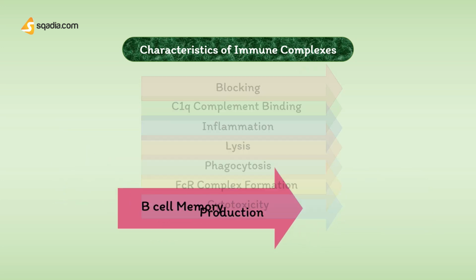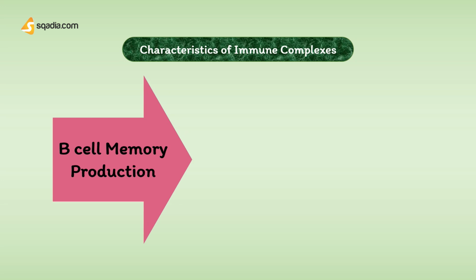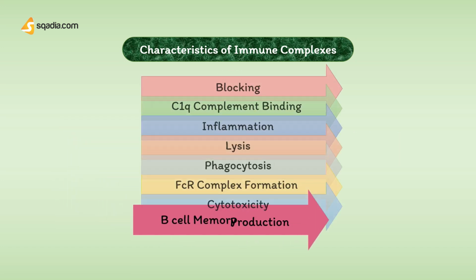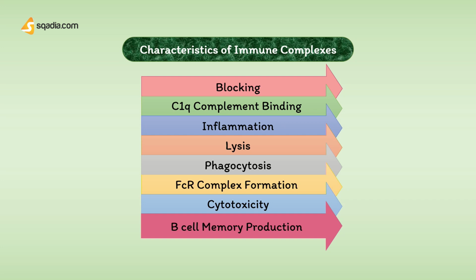And the last one is B-cell memory production, in which complement receptors on the follicular dendritic cells help them to retain immune complexes and present the antigen to B cells in a way that, by selecting for mutants with high binding affinity, encourages the increase or maturation of the affinity of the antibody response. So, we just talked about the characteristics of immune complexes.